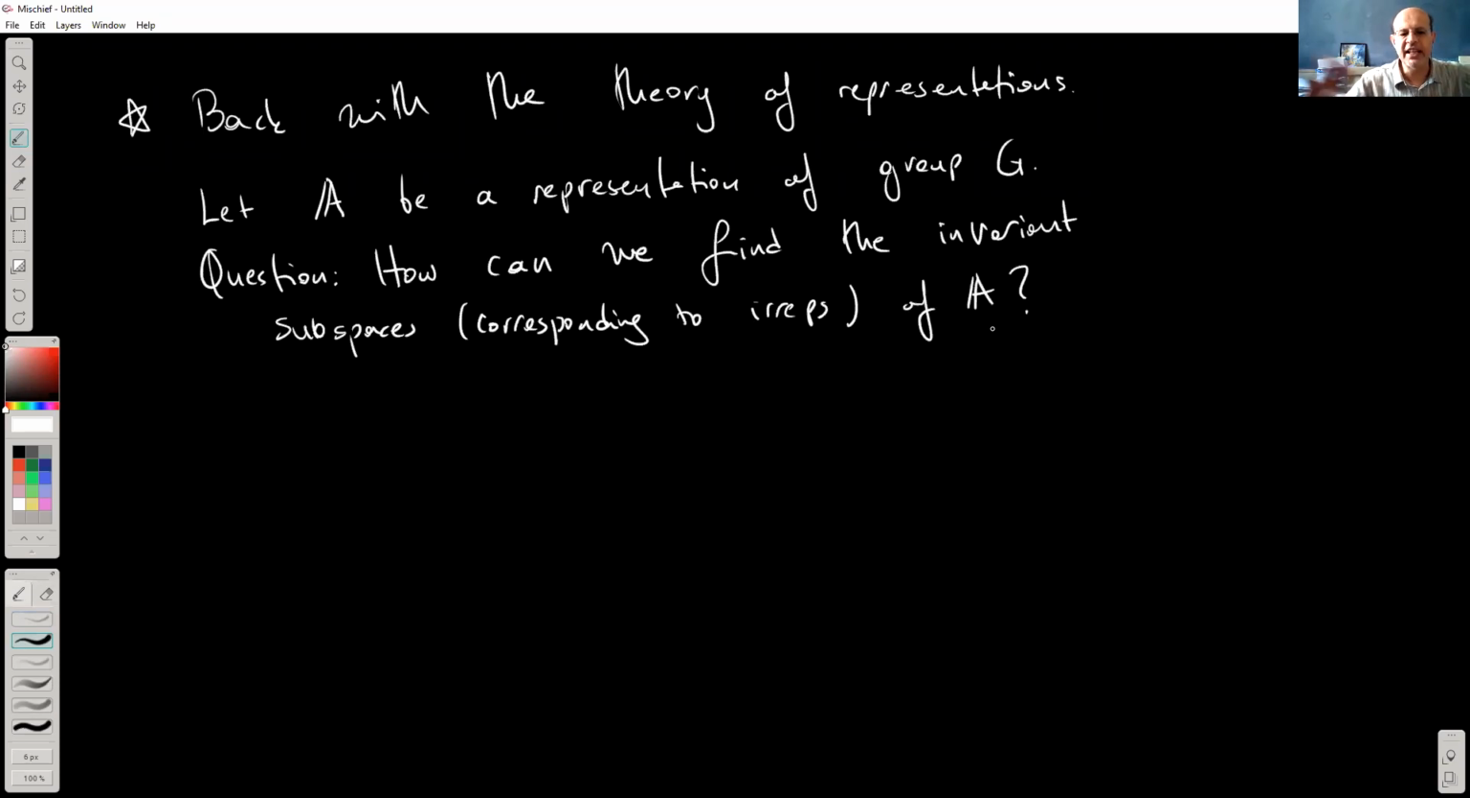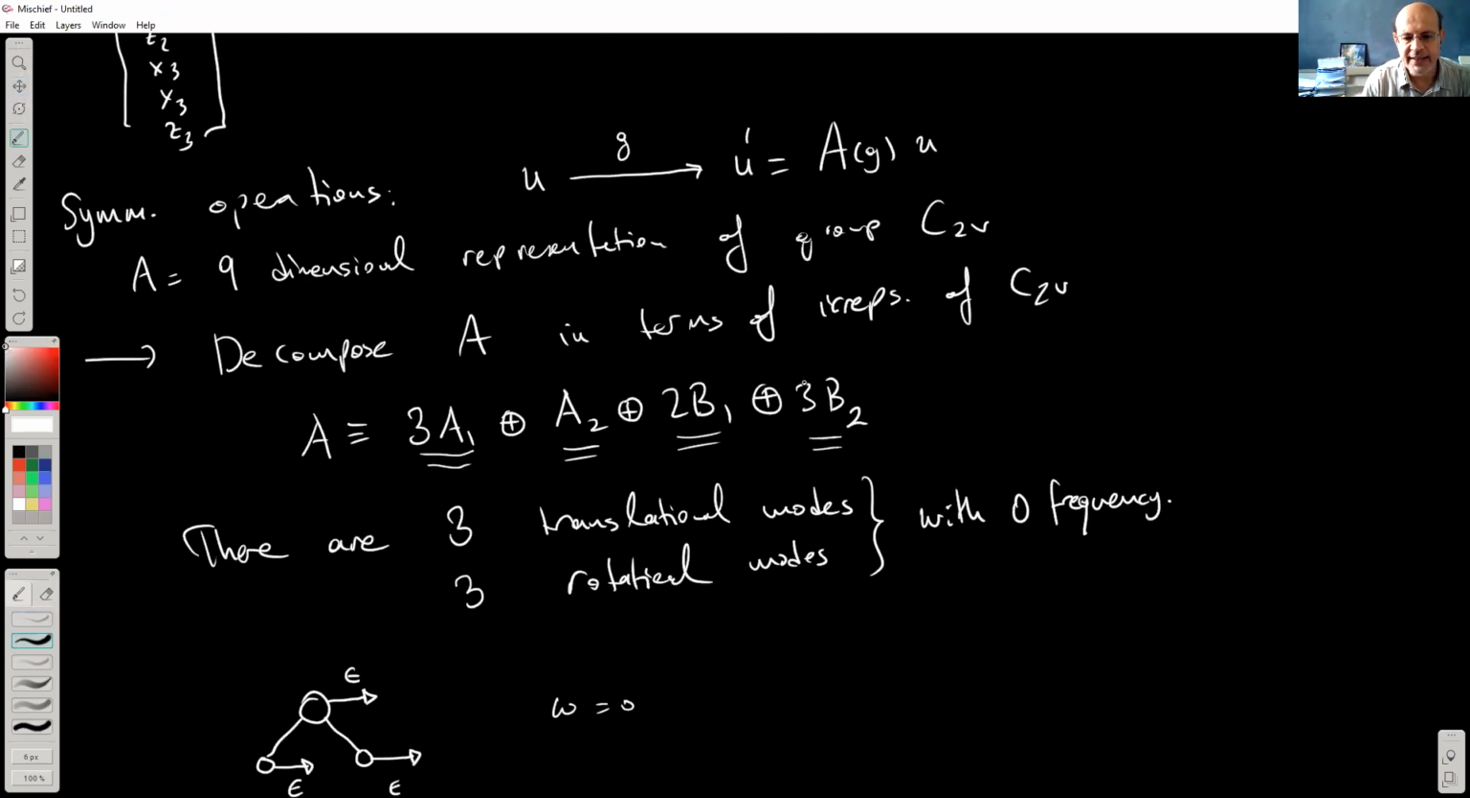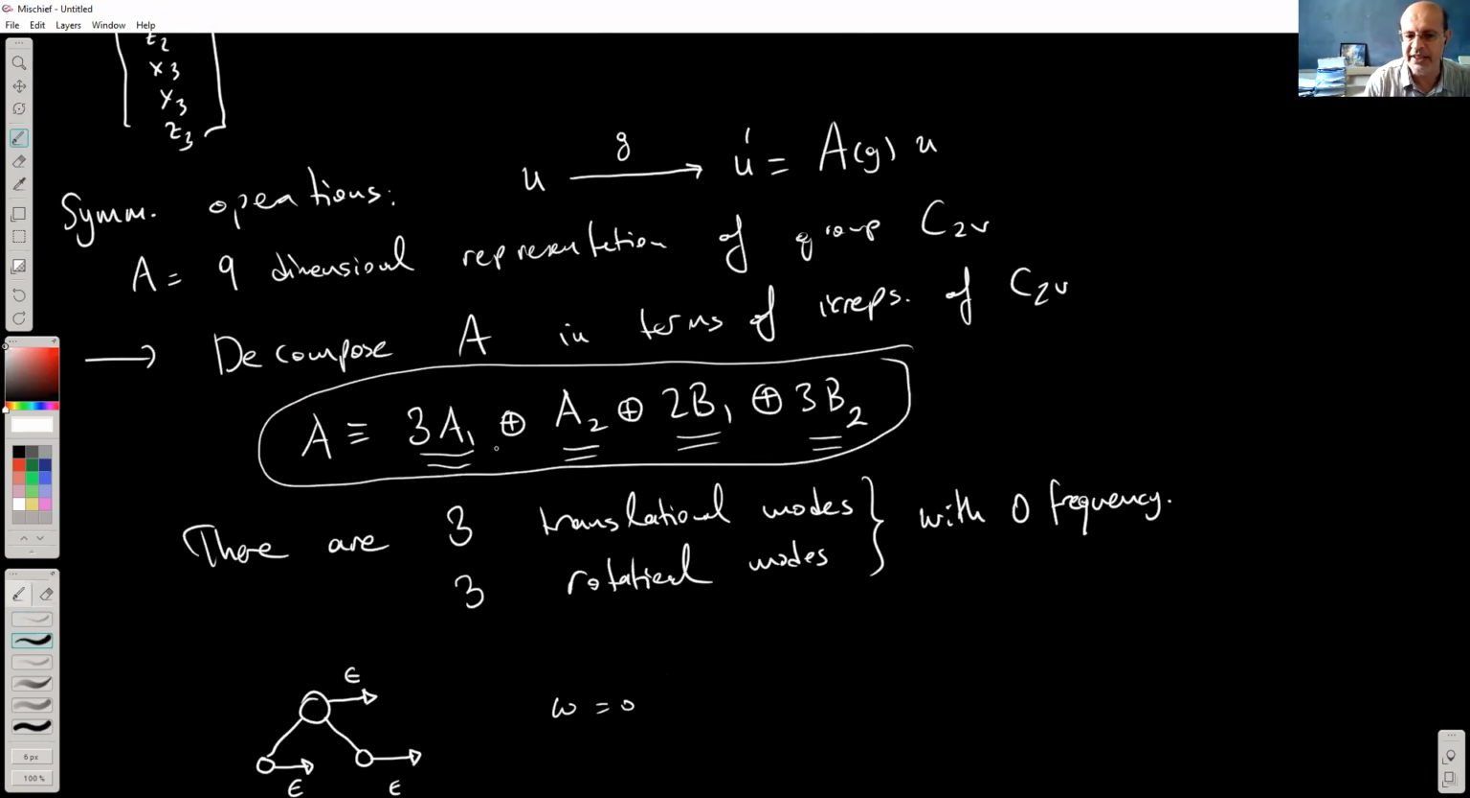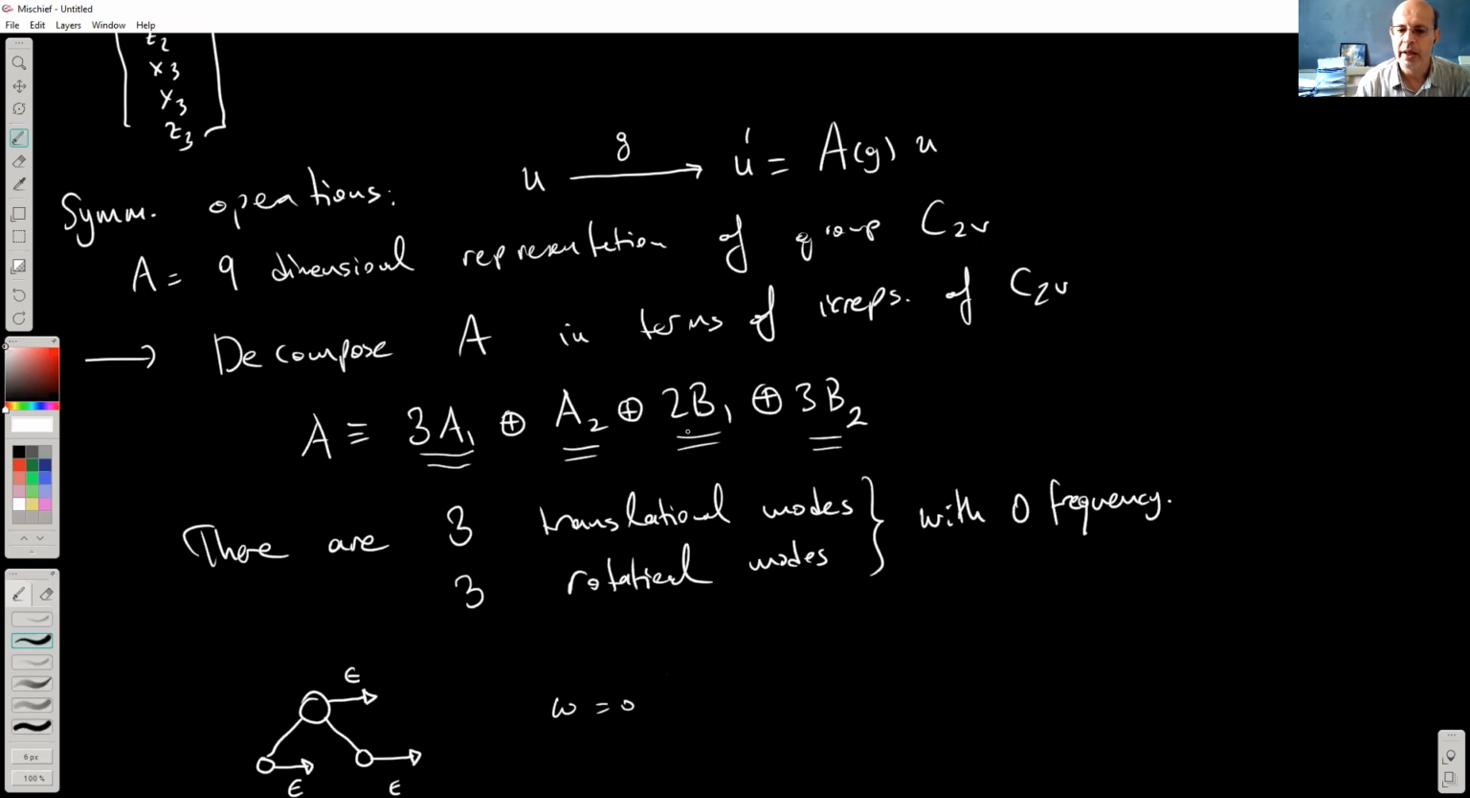It's not just any invariant subspaces. Any invariant subspace is the minimal ones, right? So as an example, I can easily find the decomposition of a given representation in terms of irreducible representations, but this is a decomposition in a 9-dimensional vector space. So the question is, what is the vector that transforms like A2? What are these two vectors that transform like B1, for example? How can we really identify these subspaces?